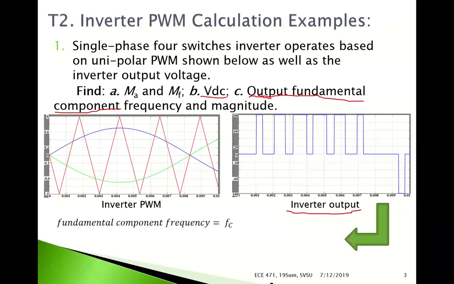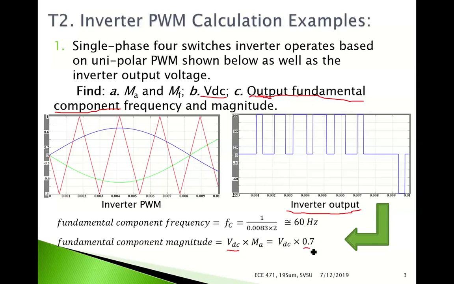So first of all, the frequency of the fundamental component in output equals the control signal frequency. This is something we have to know very well, and it equals 1 over 0.0083 times 2. Yeah, these are the values we obtained previously, and that is 60 Hz. And fundamental component magnitude equals another formula you need to know: DC bus voltage value times the magnitude index, which we already obtained previously as 0.7. So what matters is what the VDC value is.